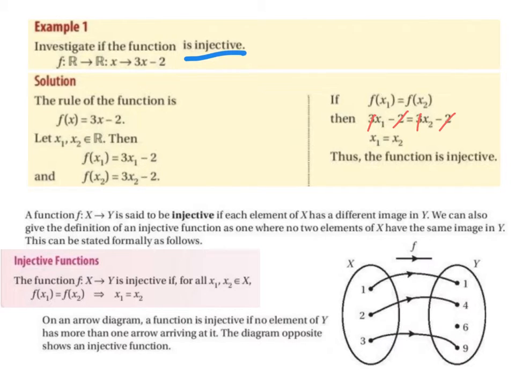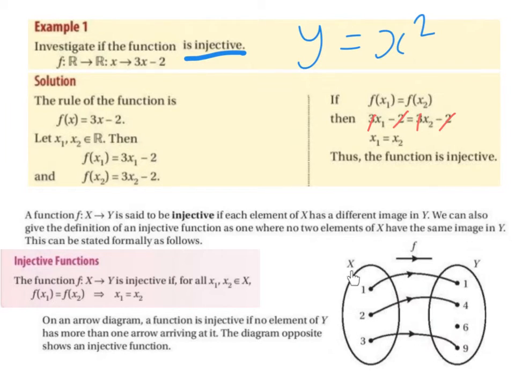So for example, if we had y equals x squared, this would not be injective, because if I was to substitute minus 2 in for my x value, I'd end up with 4, because minus 2 squared is 4. But if I subbed in 2, I would also get 4.